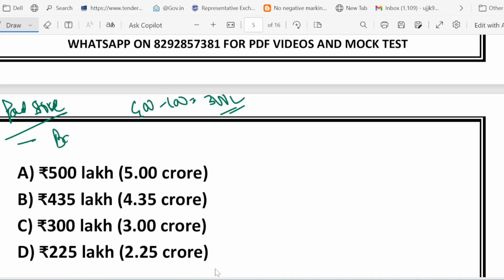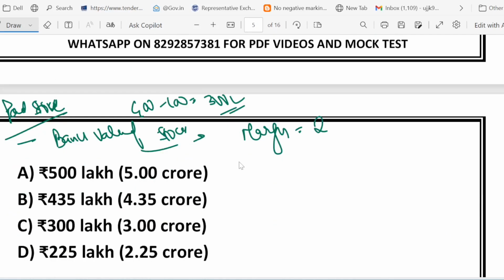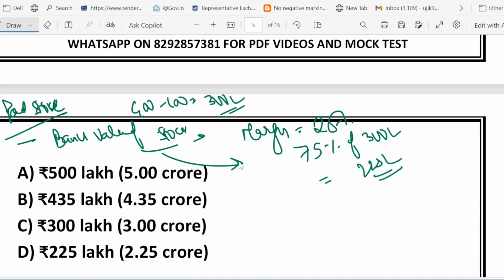Second thing we will do is calculate the bank value of stock. Before that, we need to calculate the margin. Margin is 25% on stock, as you can clearly see. So the bank takes only 75%. The bank value of stock will be 75% of 300 lakh, which gives us 225 lakh. That is the bank value of stock.